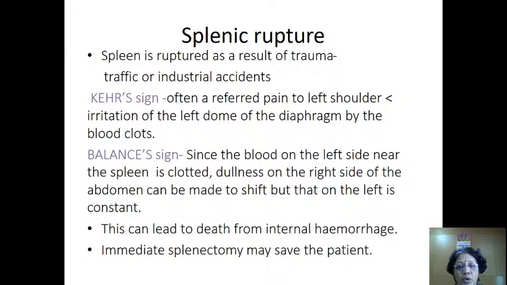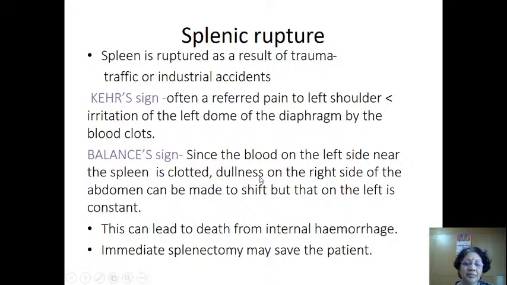Splenic rupture is more common as a result of trauma, road traffic accidents, industrial accidents. Then a pain to the left shoulder may happen in the patient because of the irritation of the left dome of the diaphragm, because of the blood clots. The spleen has ruptured under its capsule, or its capsule has also ruptured, and blood has clotted, and that will touch upon the peripheral parietal peritoneum under the diaphragm and be interpreted as referred pain to the left shoulder.